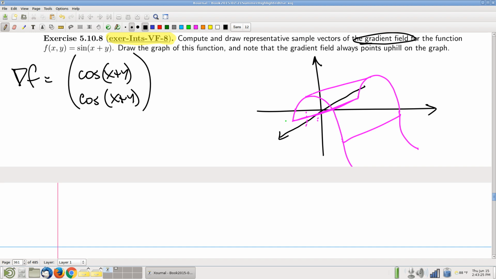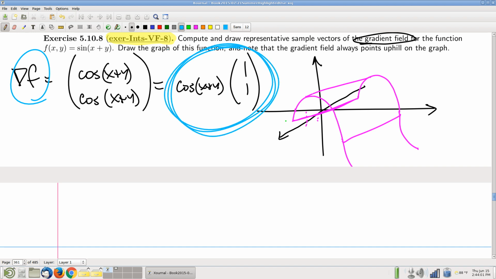And let's draw this. Well, that's a weird vector field to try to draw. But it's easier to draw when you realize that it's cosine of x plus y times (1, 1). And that really helps, because (1, 1) is that way. It's always pointing in the same direction. It's a constant vector. So what this says is that our gradient vector, let me do this in maybe blue, is always pointing in the (1, 1) direction, but with the multiplier varying depending on what x plus y is.